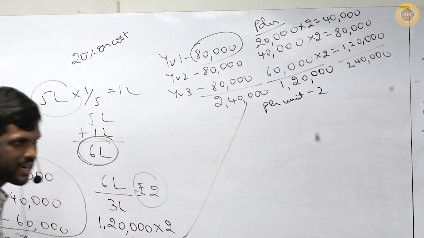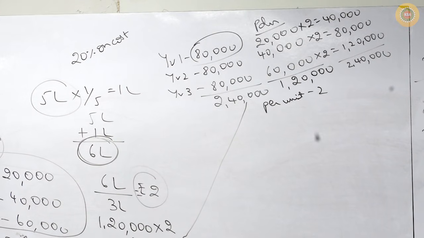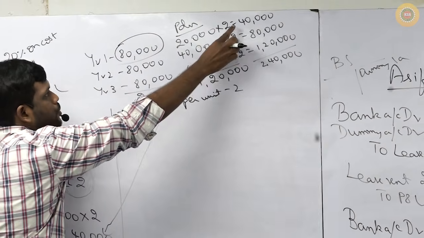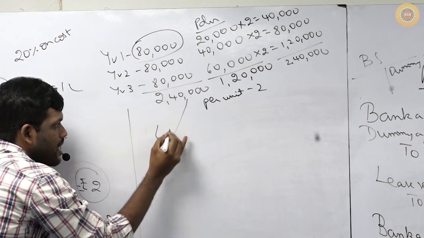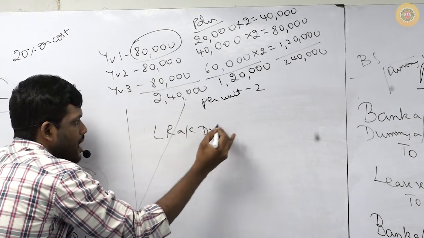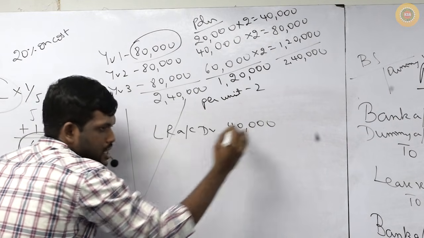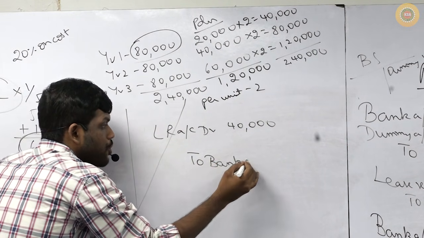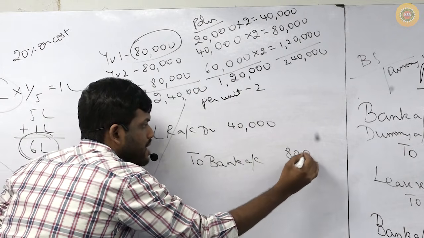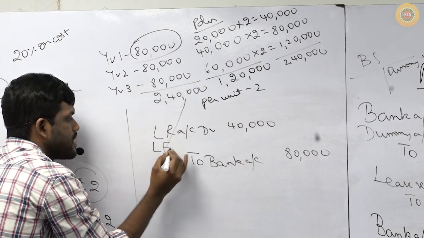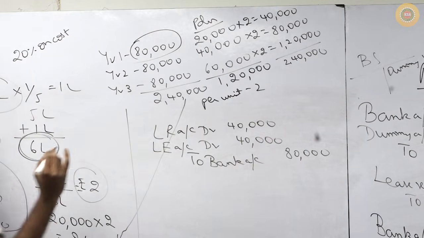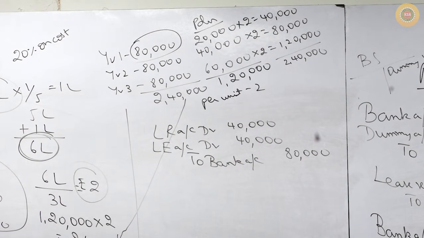Okay, let us pass entry. First the lessee's books. In the lessee's books, in the first year how much should go to P&L? 40. So lease rent account debit 40,000. But how much do I have to pay? To bank account 80,000. The remaining, lease equalization account debit 40,000. Okay.